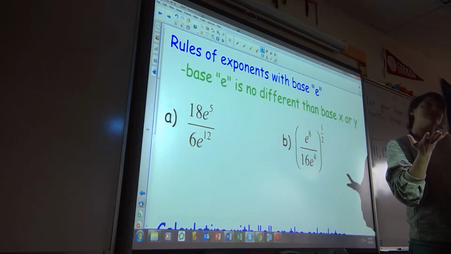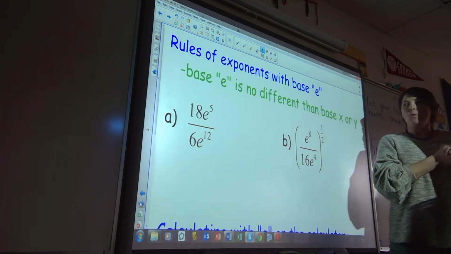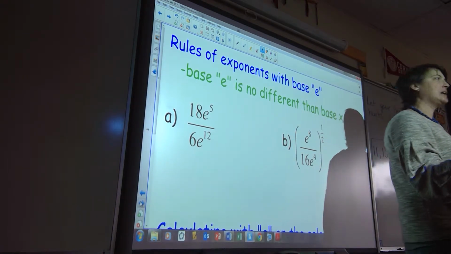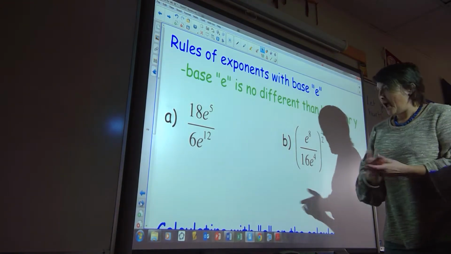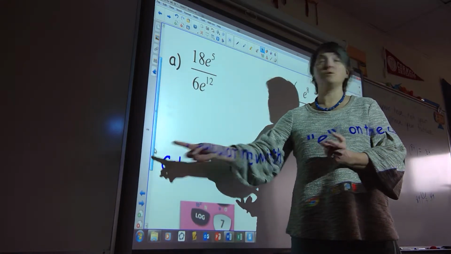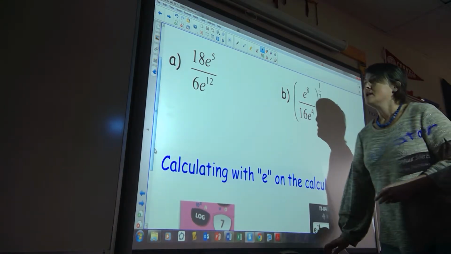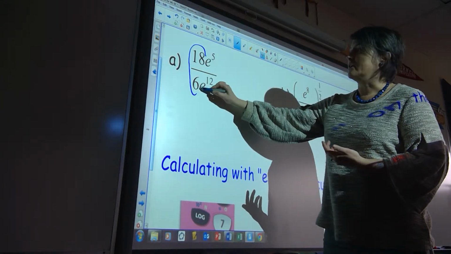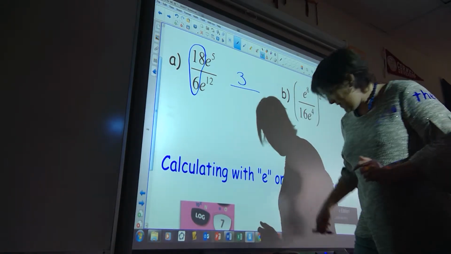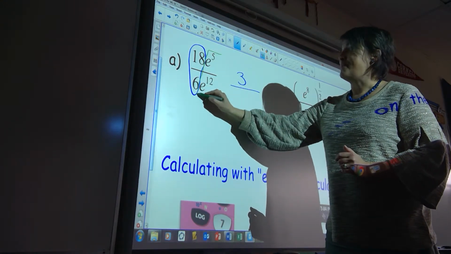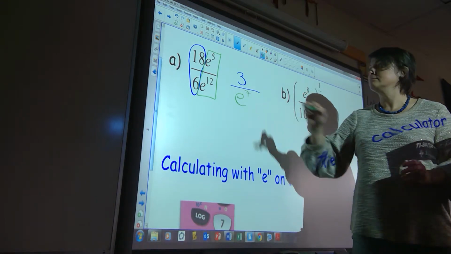Some basic operations with e will show up today just so that you know how to work with this number. When you see the e, we can treat it just like an x. It's a placeholder for a number. We just happen to know what number it is. We can apply exponents to a base e, just like we would apply exponent rules to base x or base 3 or whatever. So if you were simplifying this problem, you would reduce the 18 and the 6 to get a 3 on top, and then you could reduce the base e's using exponent rules and get e to the 7th on the bottom.